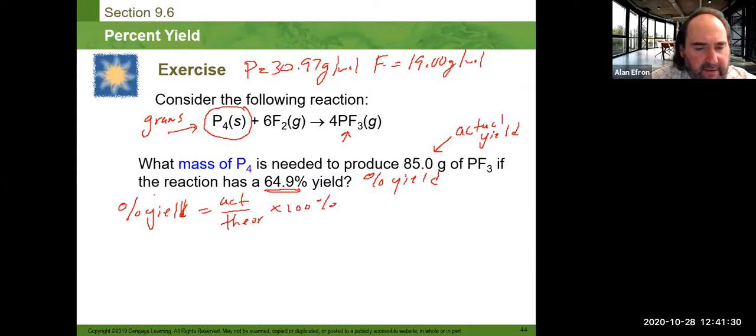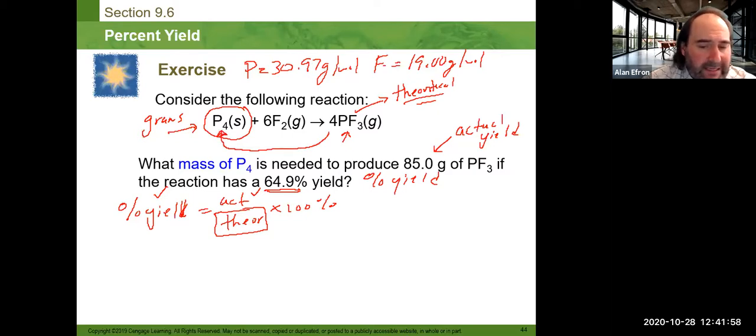We do have the percent yield given to us, and we do have the actual yield given to us. We do not have the theoretical yield given to us, but we can find that. What that would give us is the theoretical yield of PF3, which would be our maximum yield. And then we could use that to go backwards to this compound.